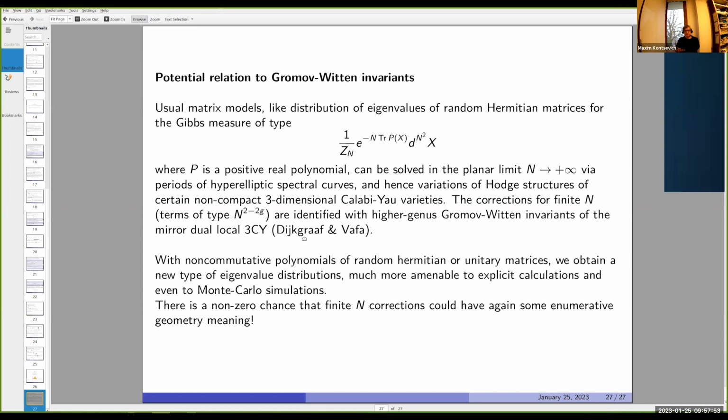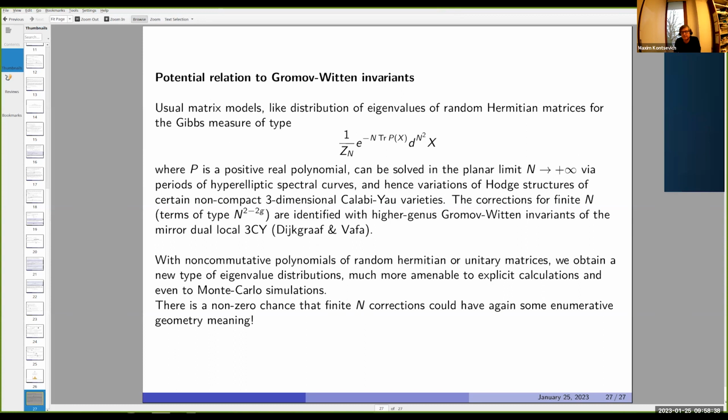So in the large n limit, we see this high genus string theory kind of for free. But now with non-commutative polynomials of random Hermitian or unitary matrices, we obtain a new type of eigenvalue distributions, which are much more amenable to explicit calculation, not just Monte Carlo simulations. This is in the large n limit. But one can also try to calculate corrections for finite n. There is a non-zero chance, even if it seems impossible, that finite n corrections could again have some enumerative geometry meaning. Thank you.